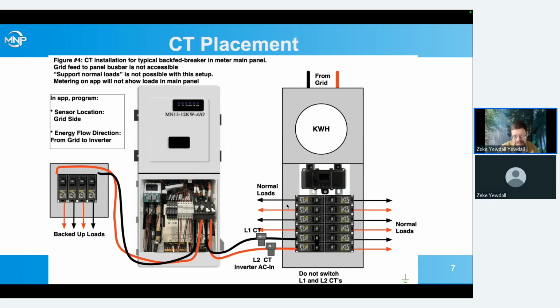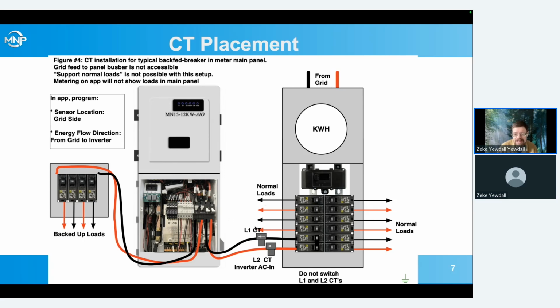So here's one way of doing that. We just put the CTs on the wires coming from the breaker panel to the inverter AC in. Now we have some functionality, but we don't have as much functionality as we did before. The inverter can still see how much power is coming in here, and we can do zero export or limited export, but it's not truly measuring what's happening at the grid.